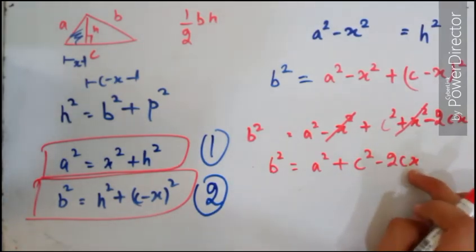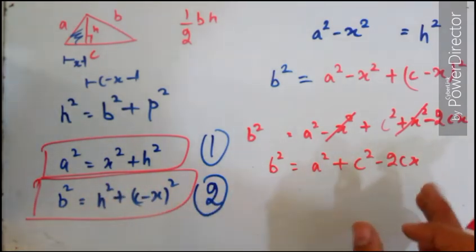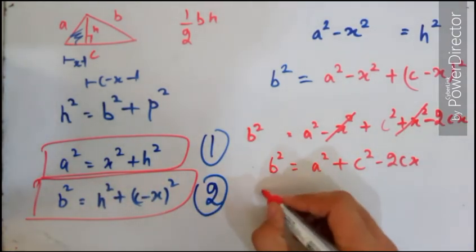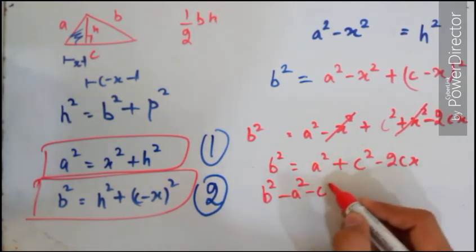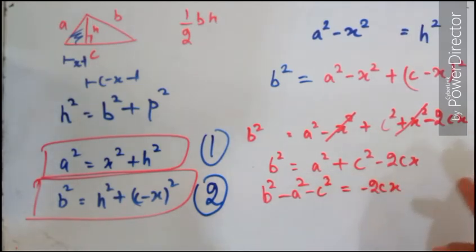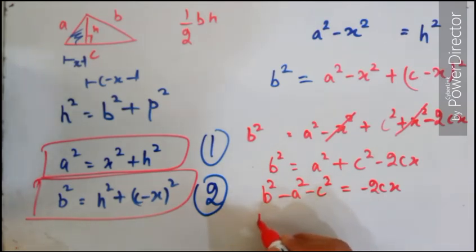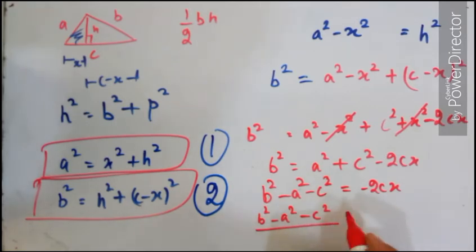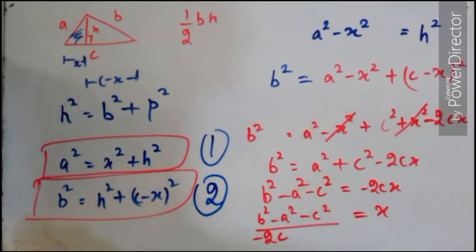Now we need x, because we want to substitute for x in the other equation. We take everything else to that side. So b squared minus a squared minus c squared is equal to minus 2c times x. It's a multiplication, so we take it to that side in the next step. So b squared minus a squared minus c squared over minus 2c is equal to x. So we have this final equation here.